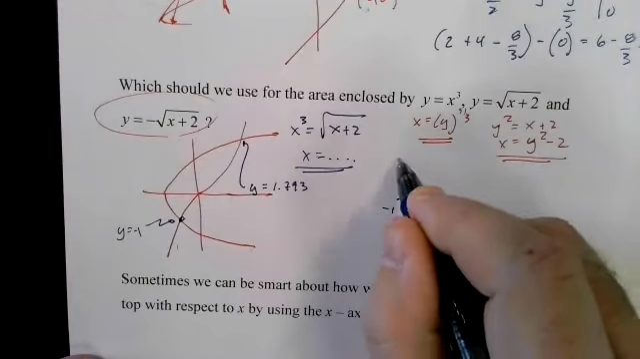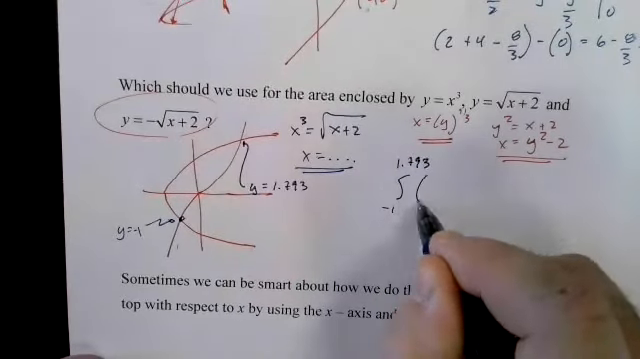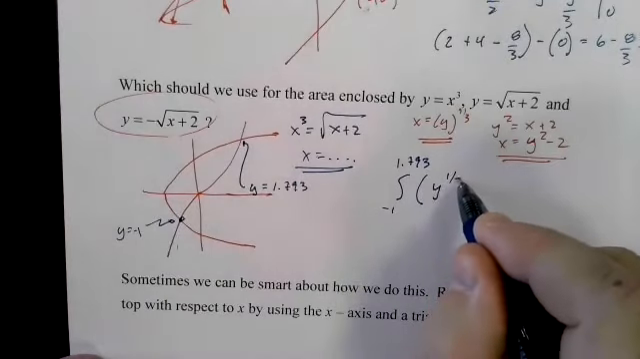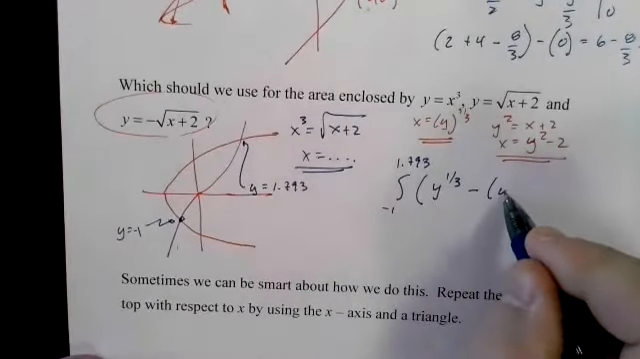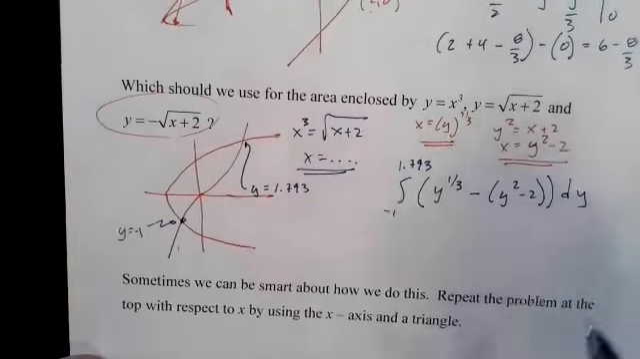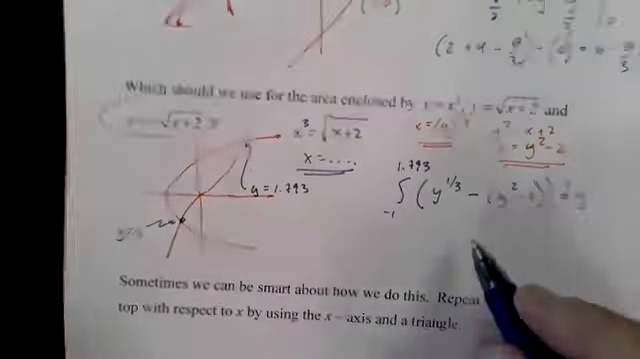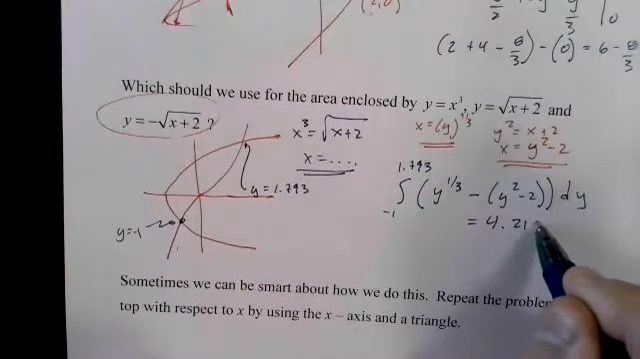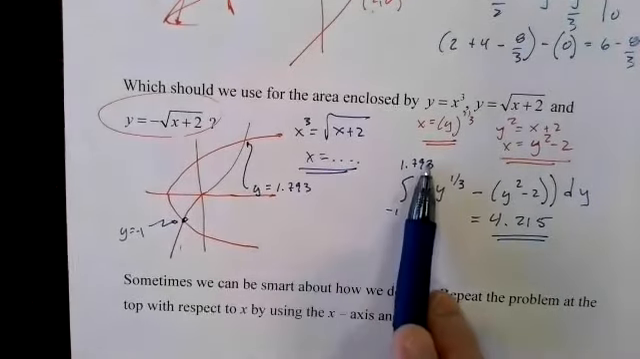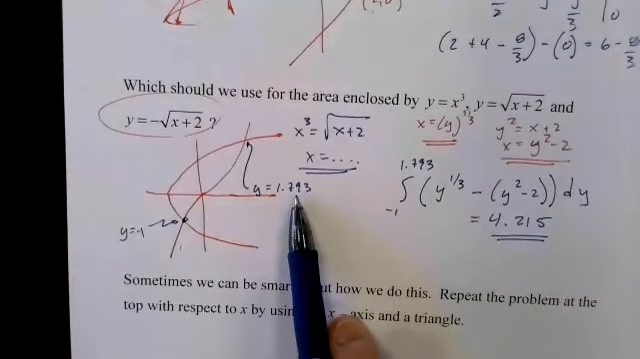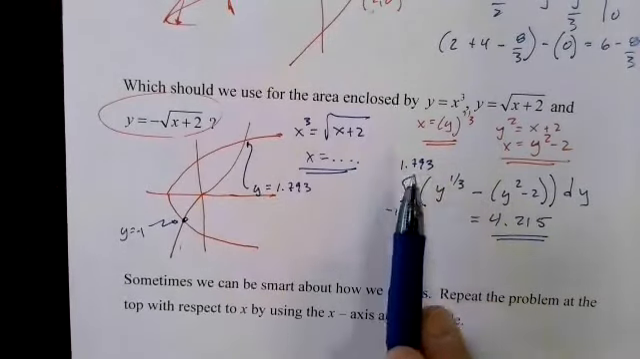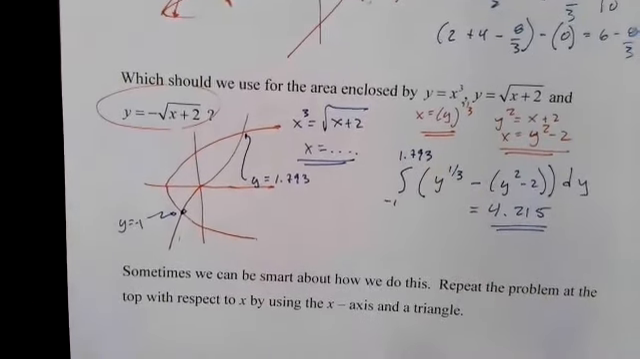So -1 to 1.793. The top one, this is confusing, is the y to the 1/3 minus the bottom one, y squared minus 2, dy. Blast it out. Calculator, 4.215. Pretty cool. By the way, even though I wrote this 1.793, when I find the intersection, I store it in my calculator, and then I plug that value in here. So I have like 8 decimals per piece here. Makes my life a little bit easier.